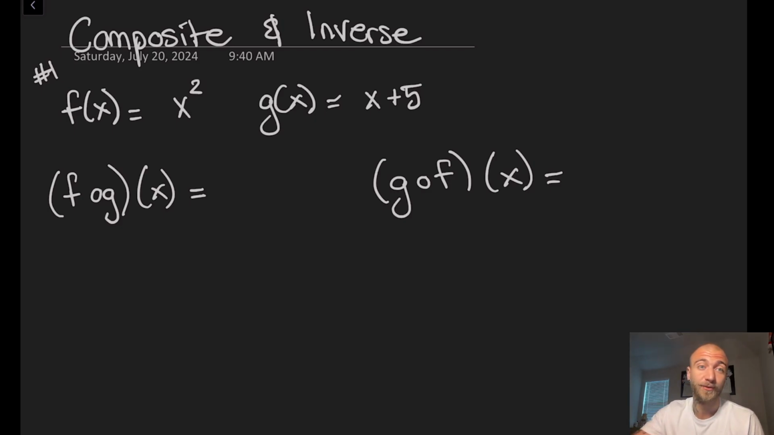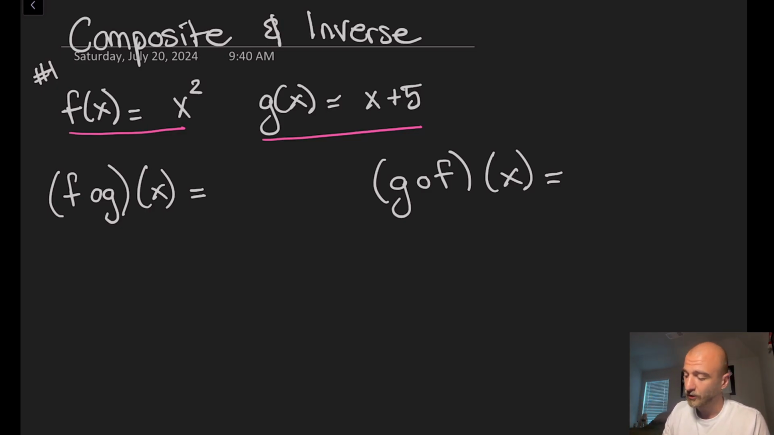I find that working through examples for composite and inverse functions is usually the easiest way to learn them. So let's just dive into a problem together. Say we've got two functions, f of x is equal to x squared, and g of x is equal to x plus 5. So one is a quadratic function, one's a linear function. We're asked to come up with the composite function f of g of x and a second problem, g of f of x.